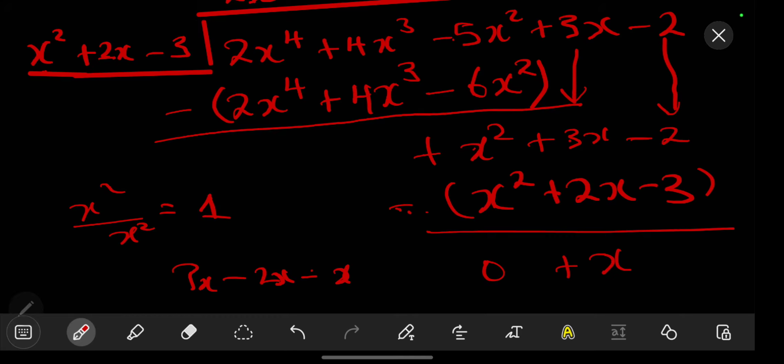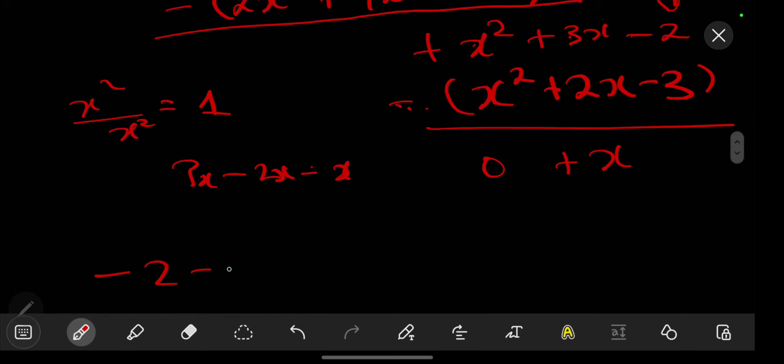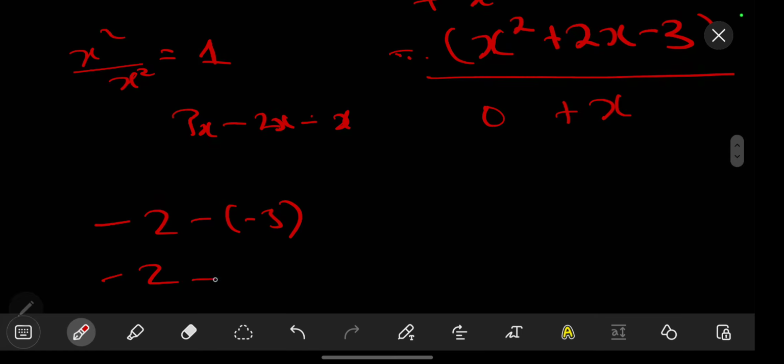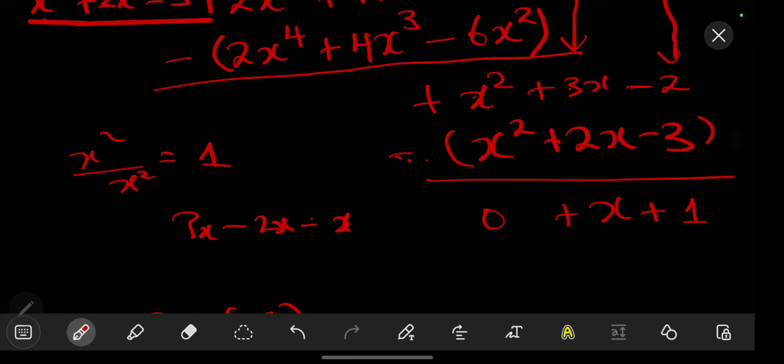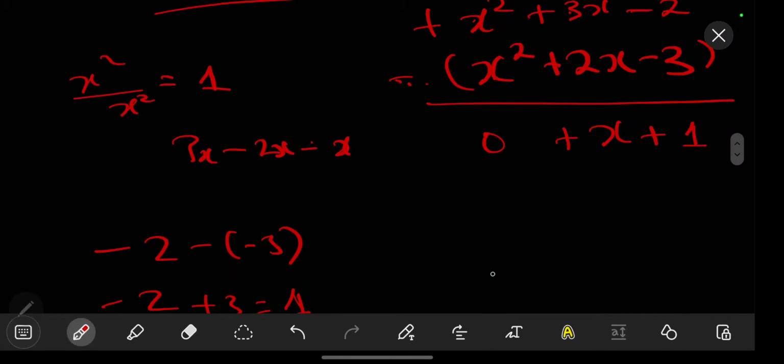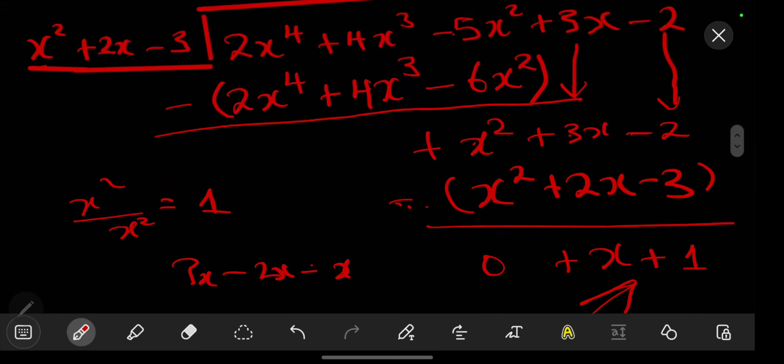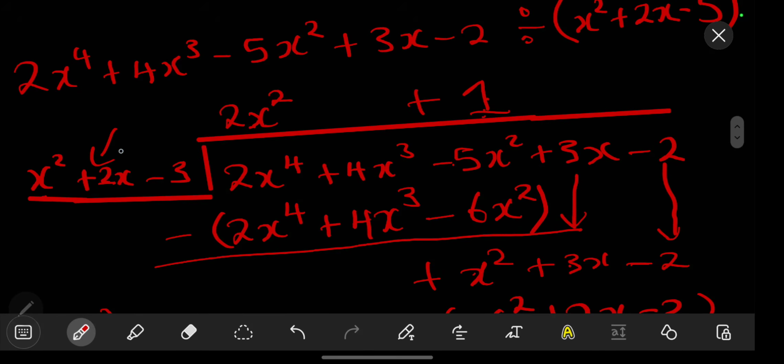Negative 2 minus negative 3. This will give us a negative 2 plus 3, which will give us a positive 1. So we are going to write a plus 1, like that. So we have everything. So this one is our remainder. Then the other thing is that we have our divisor. Then we have our quotient.